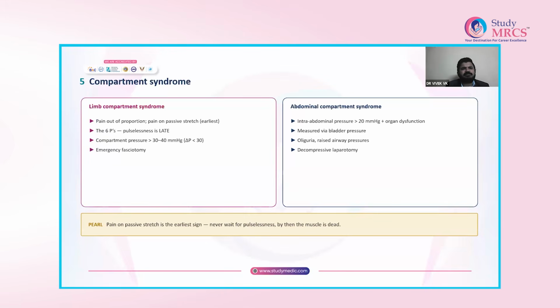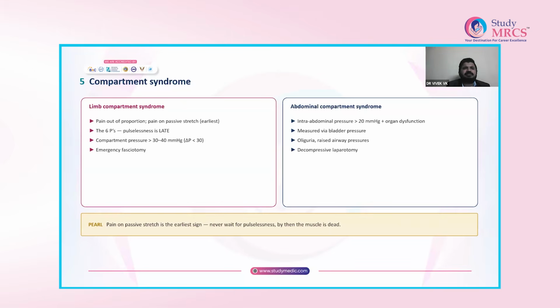So what about the compartment syndrome? The compartment syndrome could be in the limb or could be in the abdominal compartment. So how will you identify the limb compartment syndrome? Suppose a patient has some sort of trauma, followed by which the patient is developing swelling in the compartment, swelling of the leg. So there are 6 P's: the pallor, pulselessness, paralysis, the poikilothermia, the pain. Remember that the pulselessness is a late feature.